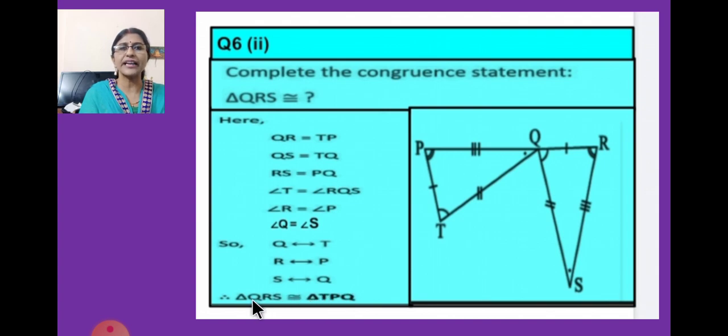So now based on this we are going to name the triangle. Triangle QRS is congruent to, now you know Q corresponds to T. So we'll write here, as we have written, Q is corresponding to T. So we'll write here T, and then R corresponds to P. So P is written. So here P will come. And then S corresponds to, here S is given. So S corresponds to Q. So we'll write Q. So therefore triangle QRS is congruent to triangle TPQ.